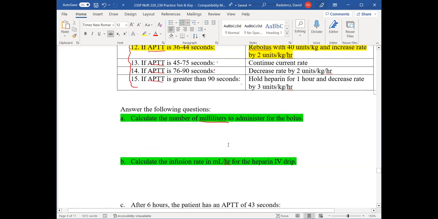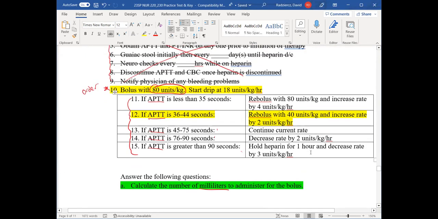Okay. So, you're going to be answering 2 questions per Heparin protocol. The first question is calculate a bolus dose in milliliters. And the second question is calculate the flow rate or the drip rate for the heparin IV.